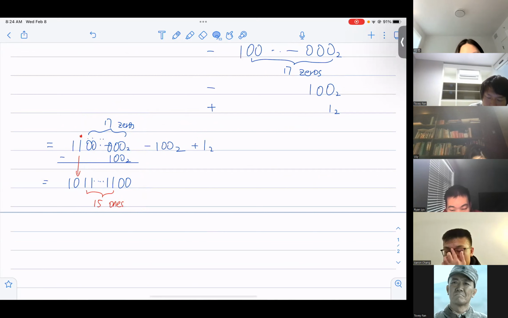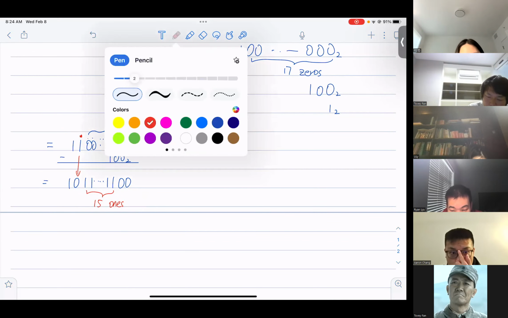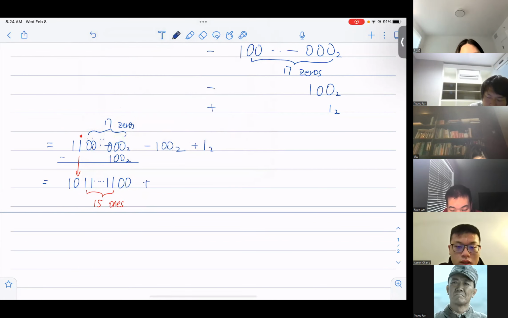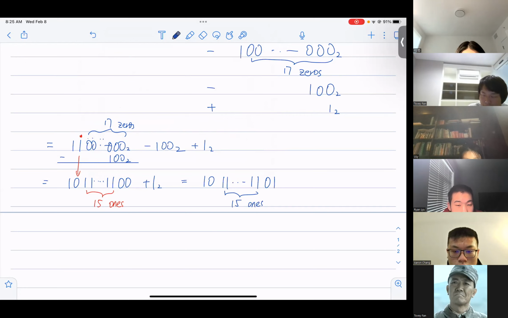You borrow 1 from here, okay? And eventually you just add 1 back, right? Because you're going to do the 1 here. So in the end, you have 1 0 and then 1 and 15 ones and then 1 0. So here you have 15 ones. So in total, we have 15 ones plus this one plus this one. You're gonna have 17 ones, right? And in total, you have 19 digits.